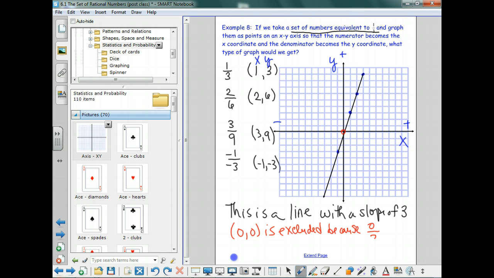Because 0 over 0, okay, that didn't look very good. Does not have that 1/3 ratio, does it? It's the only point on the line that won't. So we do have one point that gets excluded. Otherwise, we're good to go and everything gets included. Any questions on that?